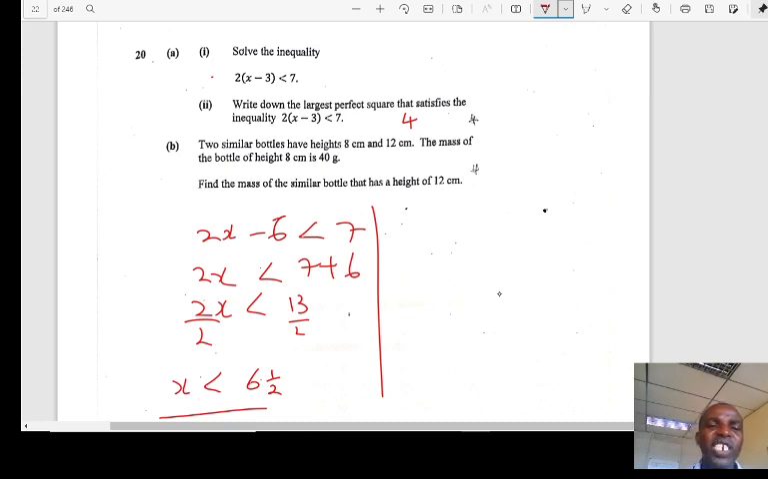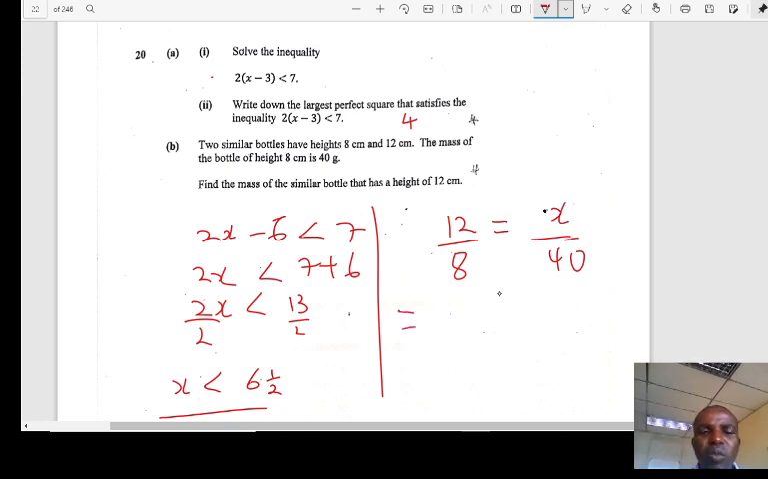So just use the ratios in this case. For the 2 similar bottles, you say bigger over smaller. The ratio of the heights is equal to the ratio of the masses. The mass of the smaller bottle is 40 grams, and the smaller height is 8. Then we call the mass of the bigger one x, like this.